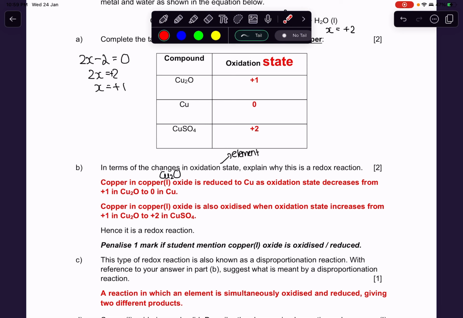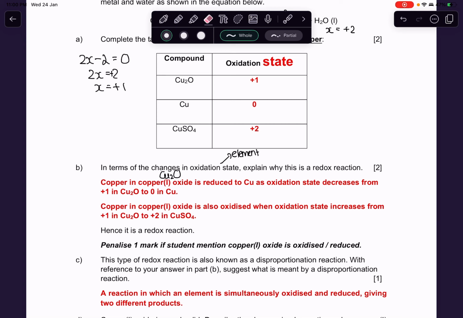Then you mention whether it is reduced or oxidized. In this case, it's reduced to copper. Why? Because the oxidation state decreases from +1 in Cu2O to 0 in Cu. Remember, a decrease in oxidation state is reduction.